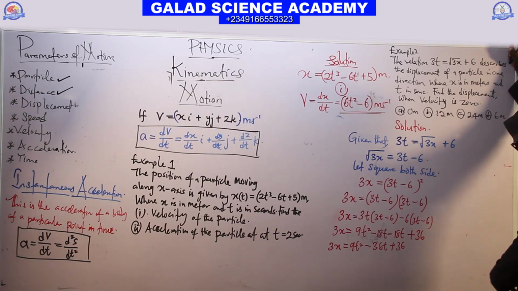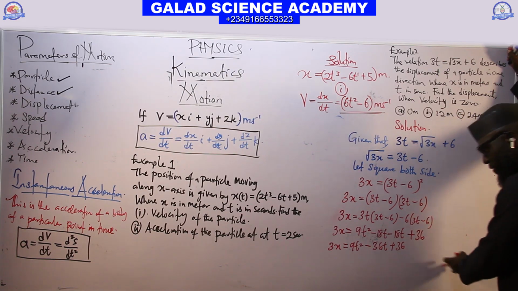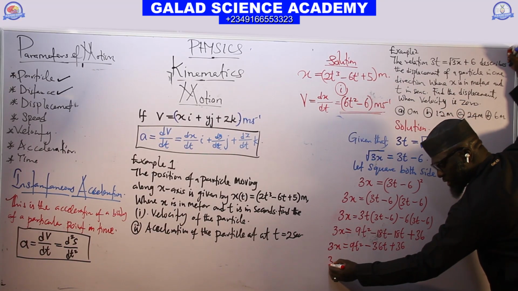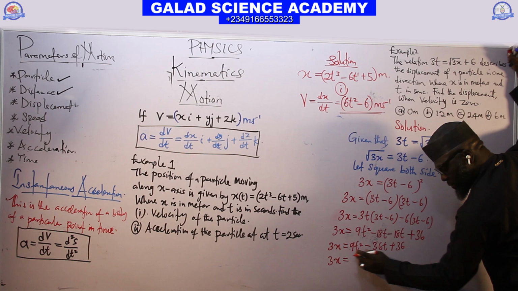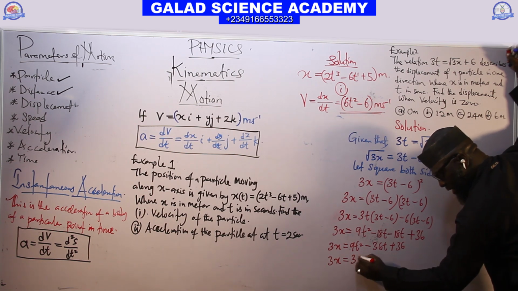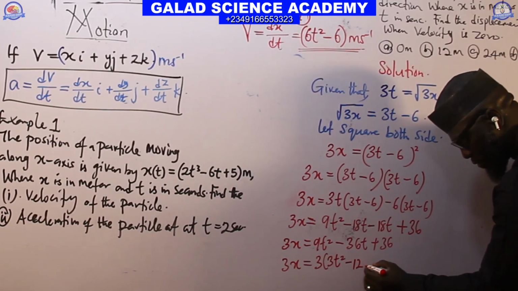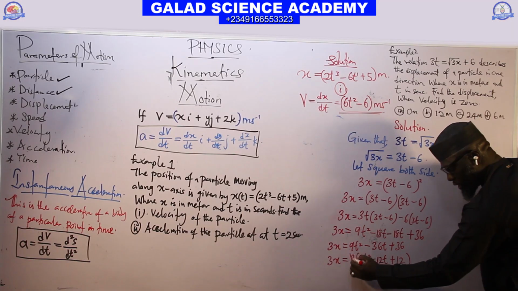So if you divide what? We have 3 here, we have 3 here. We can have 3x. 3 in 9 is 3, 3 as common factor. We have 3t squared. 3 here, we have 12. So this 3 cancels this 3.